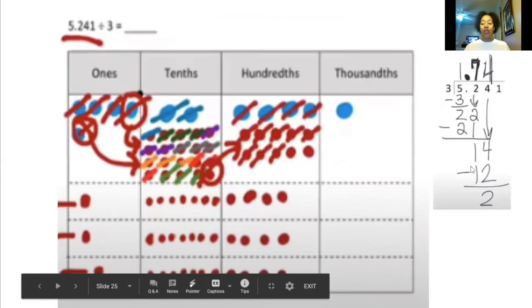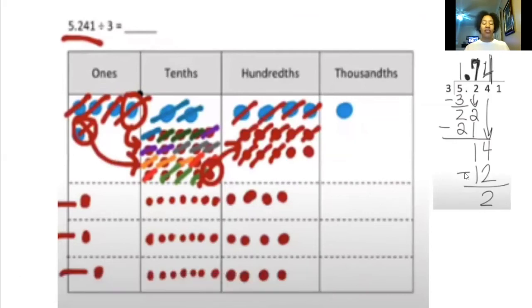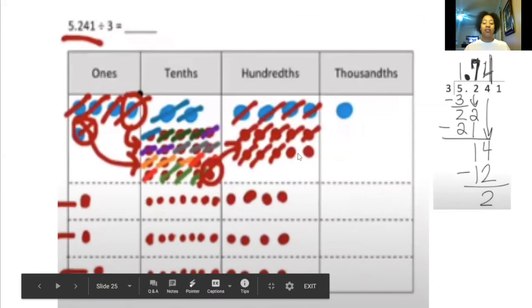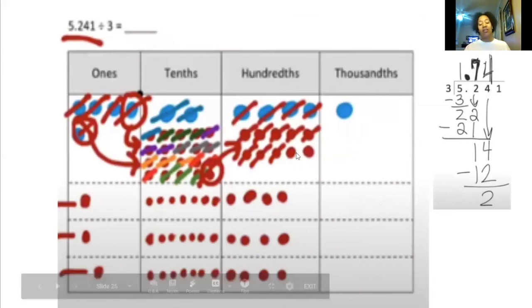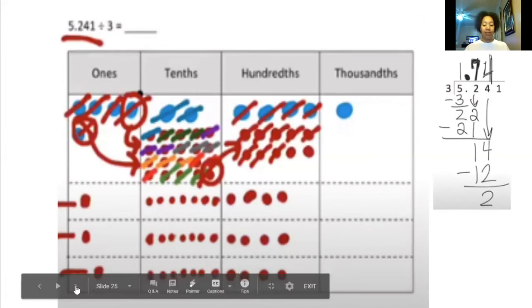So the algorithm shows that we have 4 in each group, which is correct. We took away 12 from the 14, which is what we did, and we had 2 remaining. So now, of course, we have to take these 2 and bundle them once again. Each bundle is equivalent to 10. We're renaming them. So we have 2 bundles, which gives us 20 thousandths, plus the 1 that was already there gives us 21 thousandths. This is what it looks like.